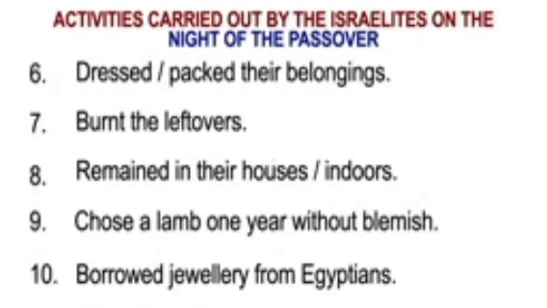They dressed, packed their belongings. Number 7, they burnt leftovers. Rather, you could say they burnt the remains. Number 8, they remained in their houses. Or you can say they remained indoors. Number 9, they chose a lamb 1 year old without blemish. Number 10, the Israelite women borrowed jewelry from the Egyptian women or the Egyptians.